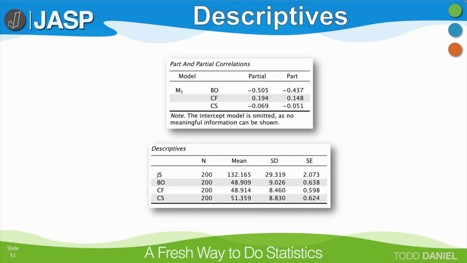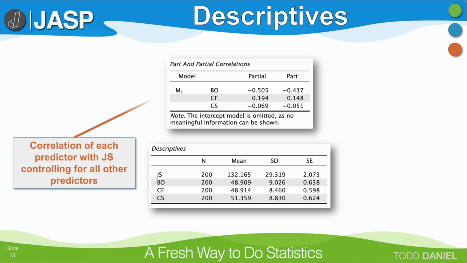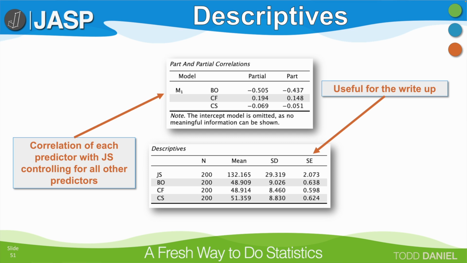Looking at our descriptive statistics, we can see the part and partial correlations between job satisfaction and burnout, job satisfaction and compassion fatigue, and job satisfaction and compassion satisfaction. Each of these, the partial correlation, is the unique contribution, controlling for the other predictors. Our descriptive statistics are going to be useful for our write-up. One thing we can notice is that all of the predictors have the same sample size. There's no missing data. We'll need the means and standard deviations when we do the multiple regression write-up.